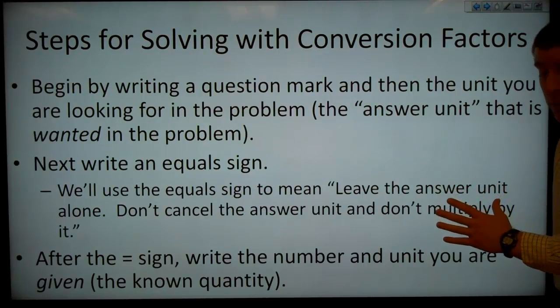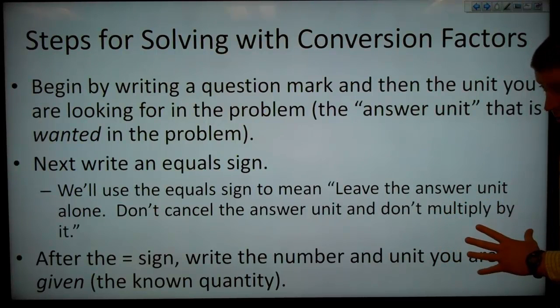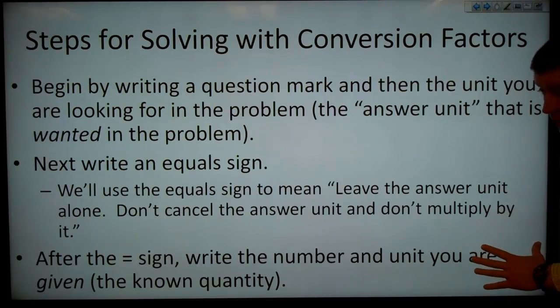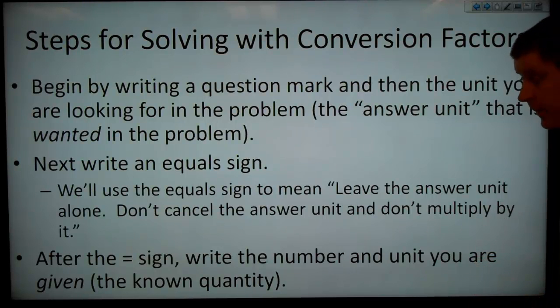And next we're going to write an equal sign. Then we'll use our equal sign to mean leave the answer unit alone. Don't cancel the answer unit and don't multiply by it. And then after our equal sign, we're going to write our number and the unit that we're given. This is our known quantity.